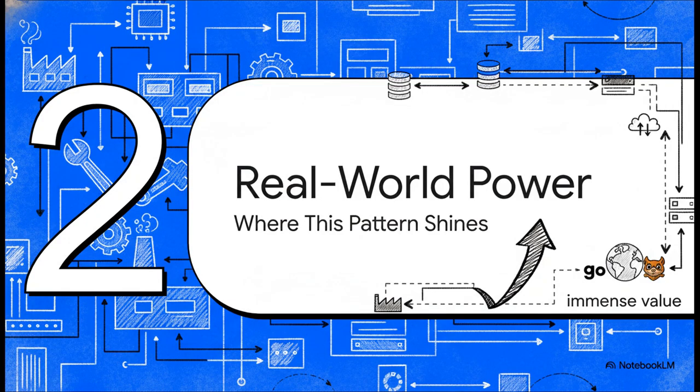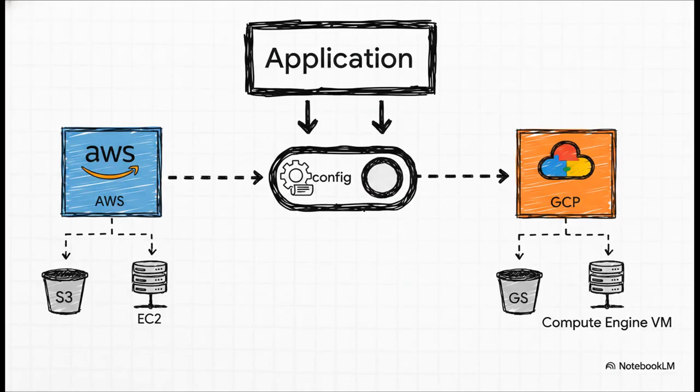Okay, so we've seen how to build it. We get the moving parts, but why would you go through all this trouble? Let's talk about a real-world example where this pattern is an absolute game changer. A perfect use case is abstracting away cloud providers. Think about it. You could have an AWS factory that makes S3 buckets and EC2 instances. Then you have a GCP factory that makes their equivalents, GCS buckets and compute engine VMs. Your main application code never knows or cares which cloud it's running on. It just asks the current factory for storage or compute.